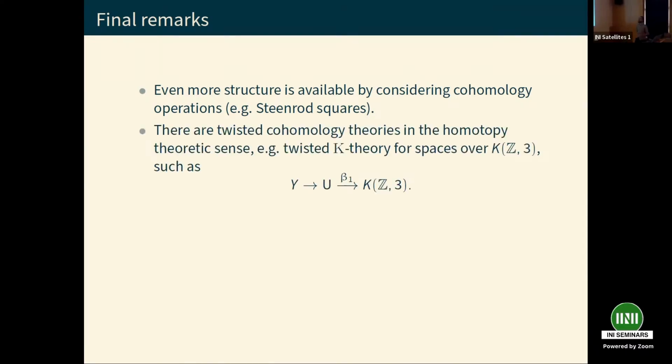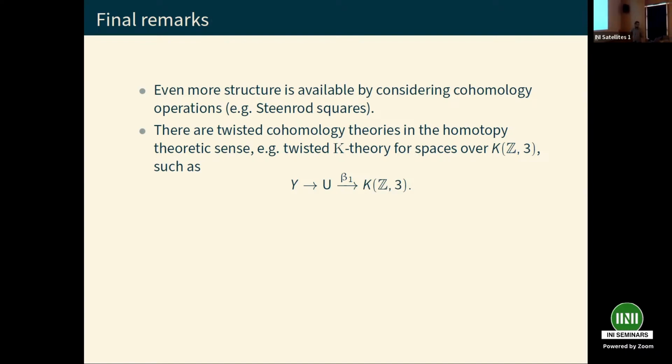But perhaps a more interesting question is, how does the more abstract machinery of twisted cohomology theory apply in this situation? There is this homotopy theoretical notion of twisted cohomology theory. Perhaps the most prominent example is what's called twisted K theory, which roughly you can define for spaces over an algebra plane KZ3. So in our particular case, we have a chosen class in the third cohomology of U, which we call beta 1. So it directly applies to our situation.